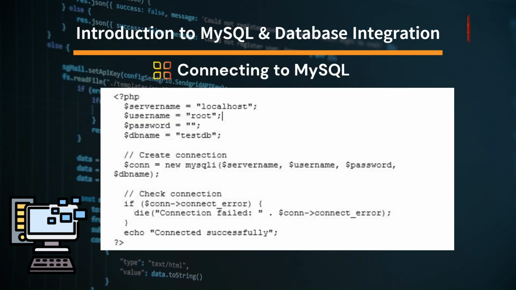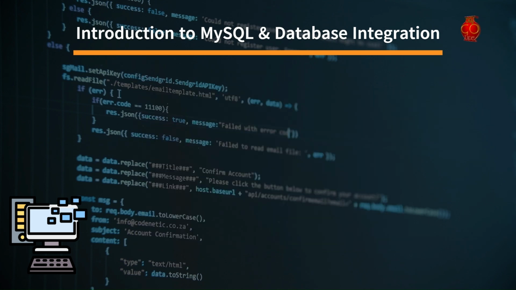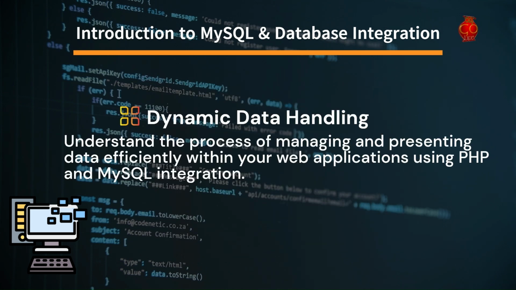This PHP code connects to a MySQL database named test using the MySQLi extension. Querying the database, this script queries the users table and displays each record. By understanding these points, you'll be able to combine HTML and PHP to build more interactive and data-driven web pages. This integration allows you to create dynamic content and manage data efficiently.